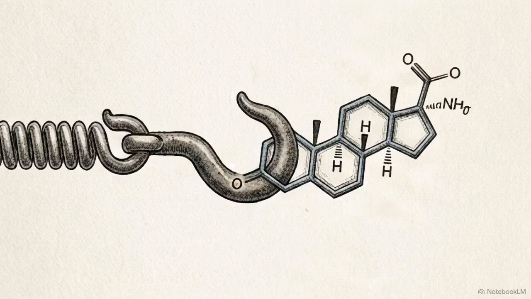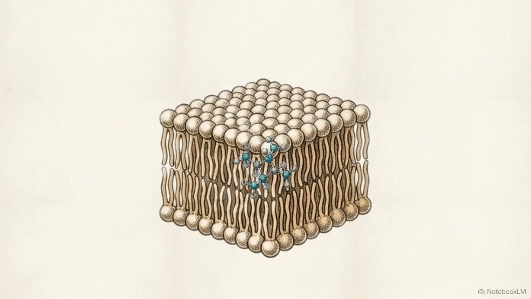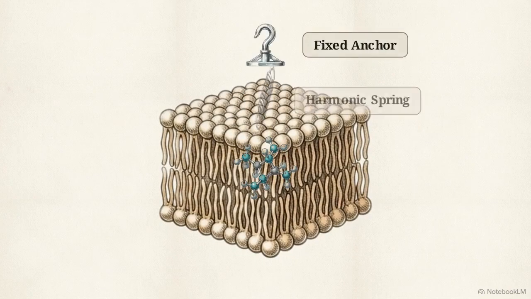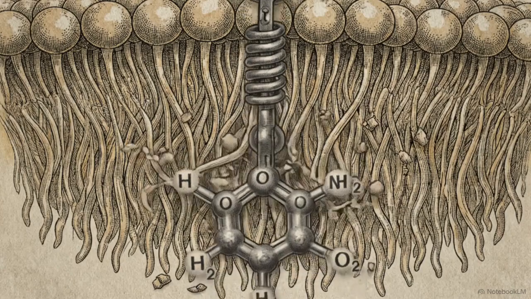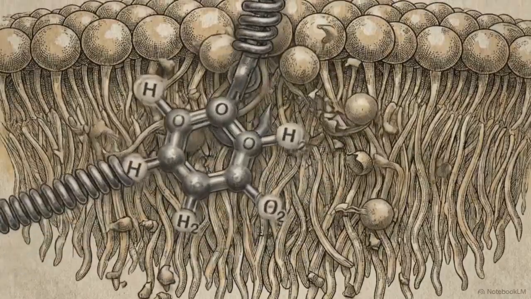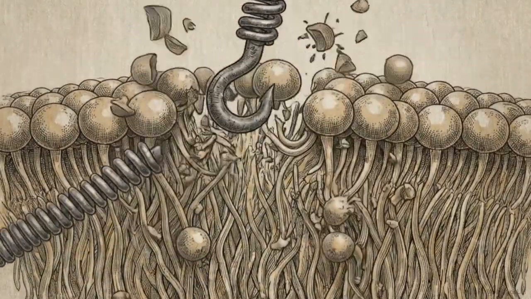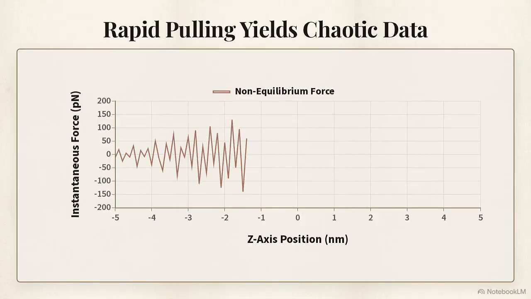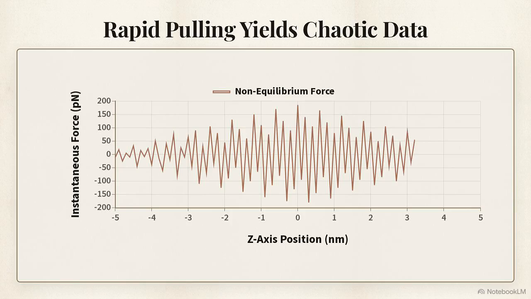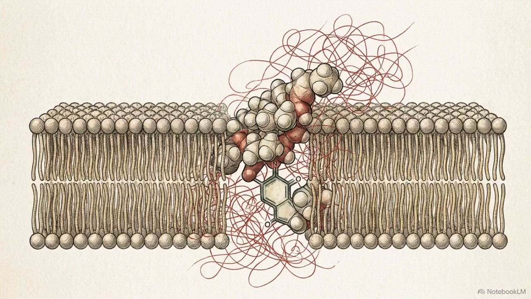To bypass this trap, researchers use steered molecular dynamics, which acts like a microscopic tow truck for the molecule. We start by taking the drug molecule and placing it directly into the center of the lipid bilayer, then attaching a virtual spring to it. We apply an external force to that spring, pulling the molecule through the lipid tails and into the surrounding water to establish an initial pathway. Because this rapid pulling is a non-equilibrium state, the resulting data is chaotic and noisy. It's a starting point, but it isn't accurate enough to predict real-world behavior.